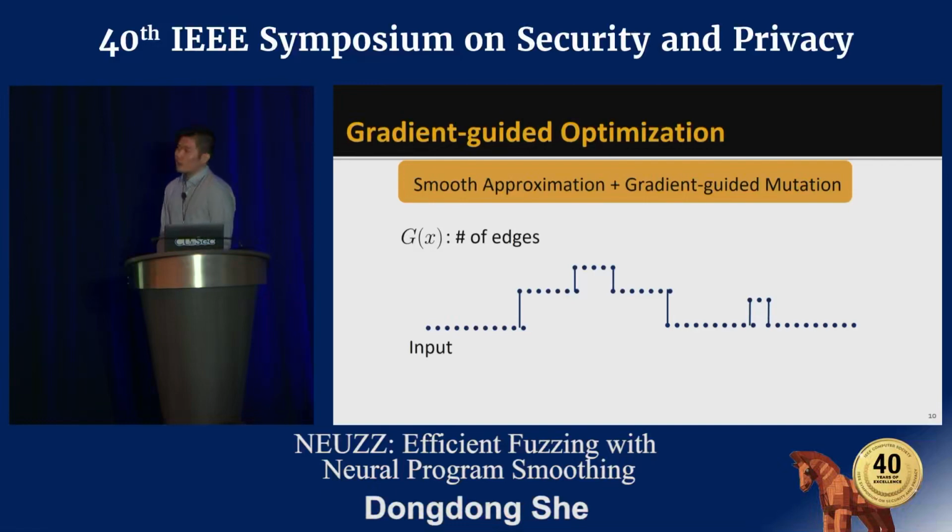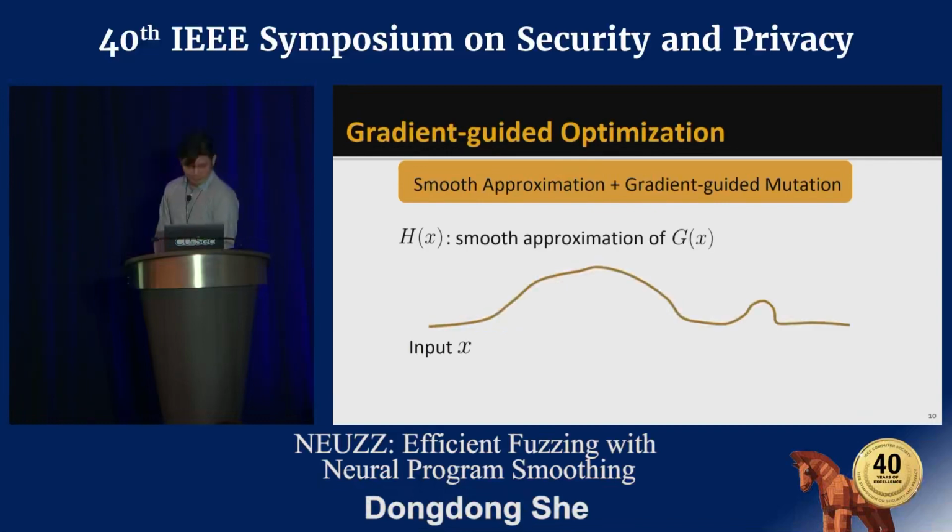Assuming somehow, magically, we could obtain a smooth approximation of G(x), like this. H(x) is a smooth approximation of G(x). Then we compute gradient of H(x) to obtain promising direction and focus mutating on this direction.